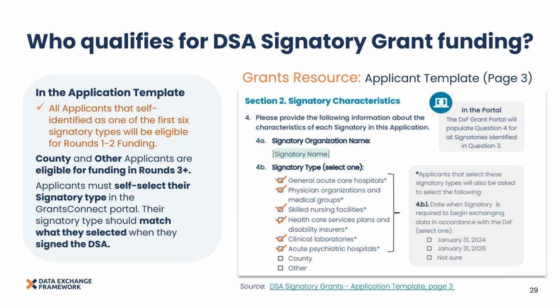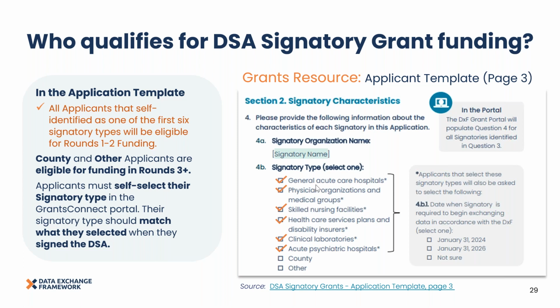are the ones who are the required signatories. So everything with the orange check marks, that clinical labs, acute, psychiatric, skilled nursing facilities, physician orgs and medical groups, general acute care hospitals, and the health insurance plans. I think I skipped those. It's self-attestation in the Grants Connect application portal. You choose the box. Counties are called out in the legislation as encouraged entities for signing, and then the others are the same as voluntary organizations or some that might not know who they fall into.